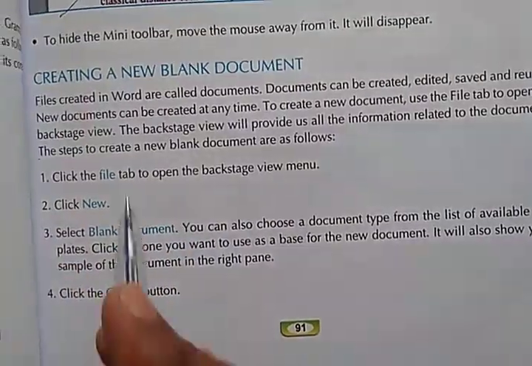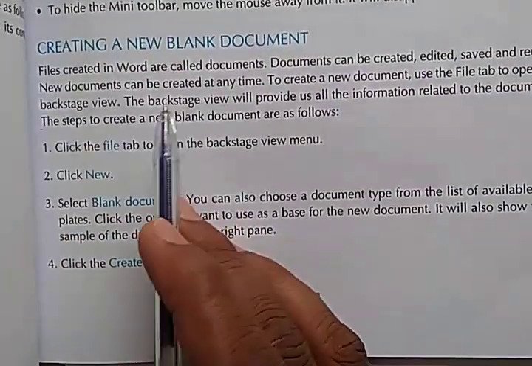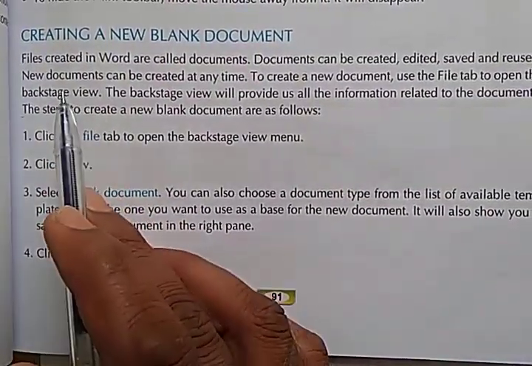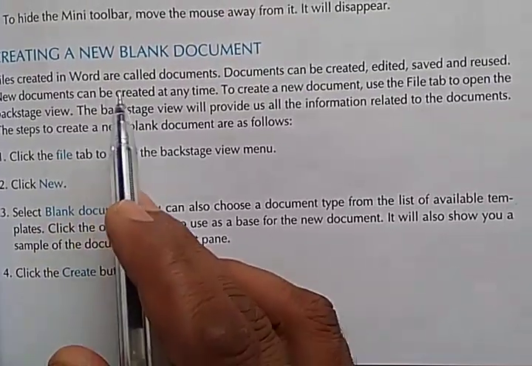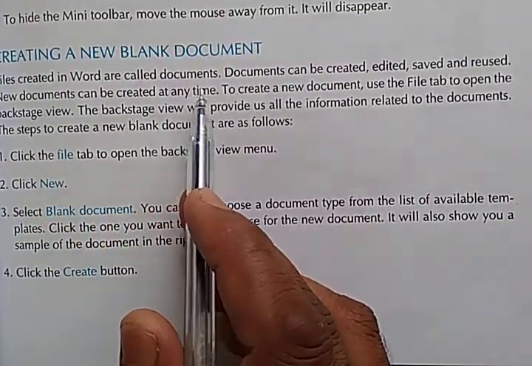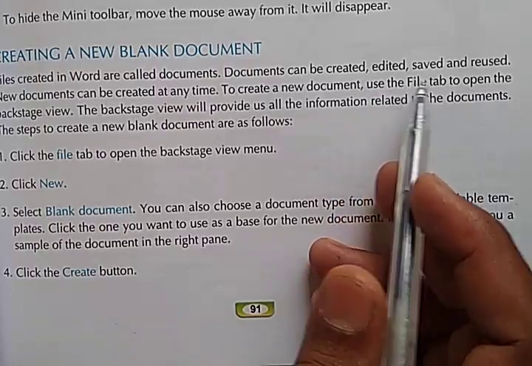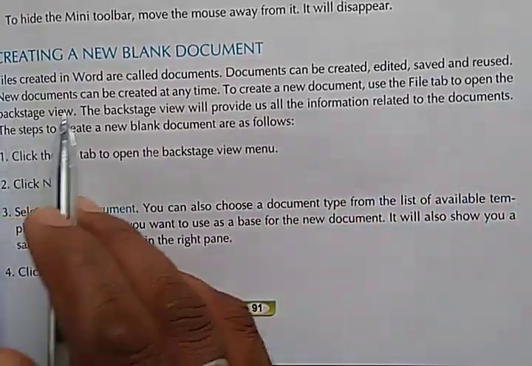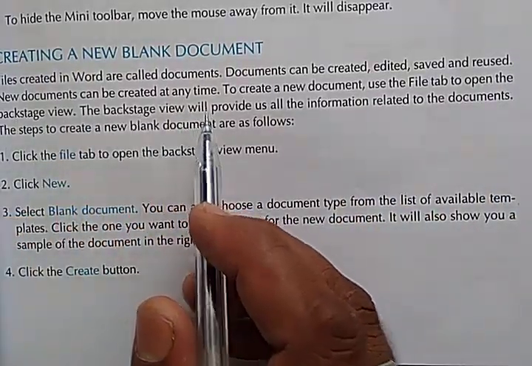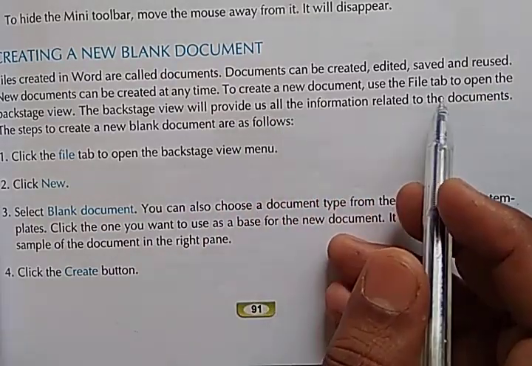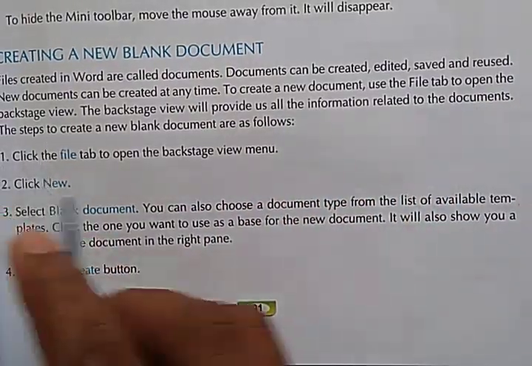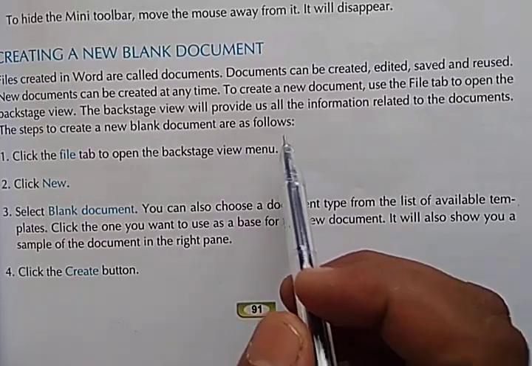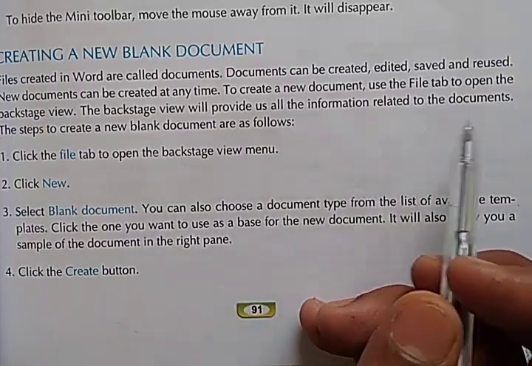Now next is creating a new blank document. Files created in Word are called documents. Documents can be created, edited, saved and reused. A new document can be created at any time. To create a new document, use the File tab to open the Backstage view. The Backstage view will provide us all the information related to the documents.